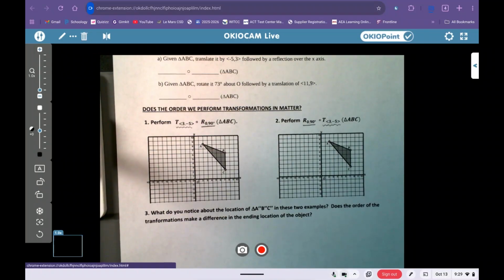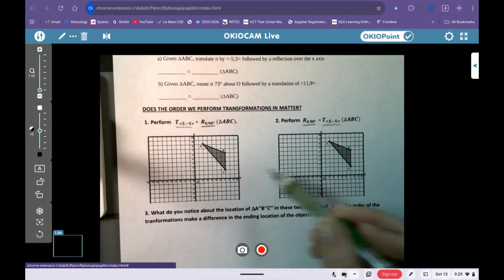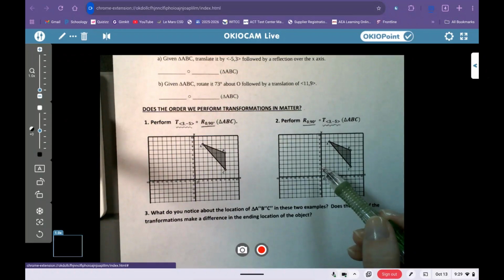Whichever is closer to the parentheses. Yeah, they're flipping the piece that's closer to the parentheses here. And they're asking right above here, which we should already know the answer to based on what we talked about on Friday. Does the order we perform these transformations in matter? It does matter. So when we do these two problems, even though we're using the same types of transformations, they should end up in two different areas. So our two pictures down here should not look the same because we figured that out on Friday.